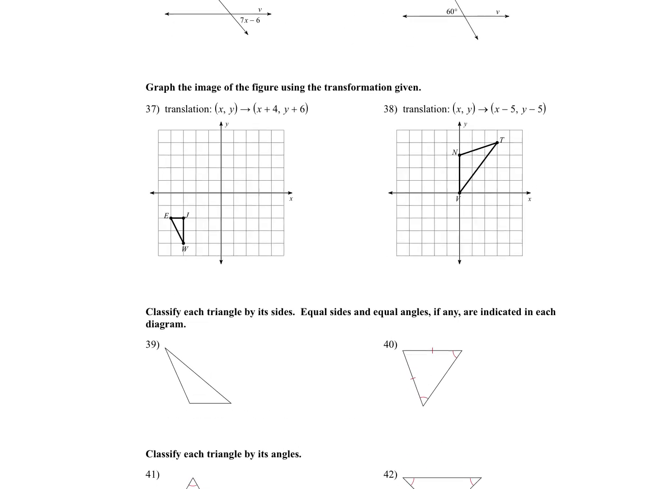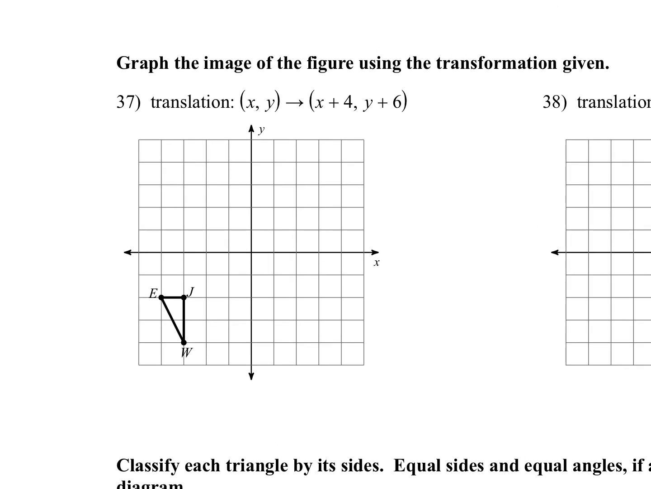35 and 36 are similar. Okay, let's go to 37. What does it mean for a translation? What's happening to our picture? You're moving it. Nothing's happening to the shape. You're just moving it across the graph.